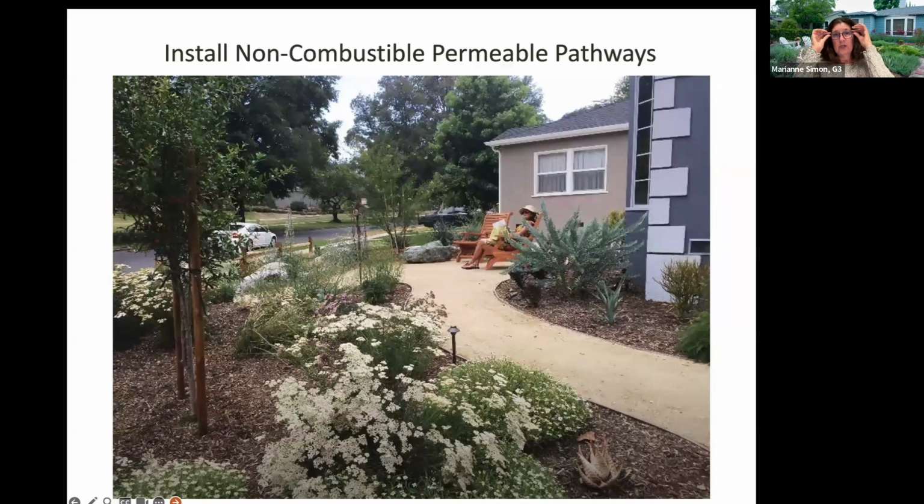Other things that you want to do is look at the pathways that you are creating. Especially close to the house, we want to put down non-combustible, but also permeable, material. And we can have both. So you're using gravel, decomposed granite, permeable pavers, flagstone. So it doesn't burn, but it is still letting that water into the soil.